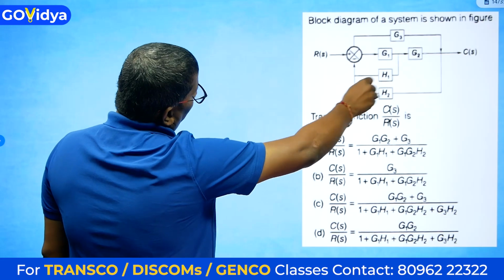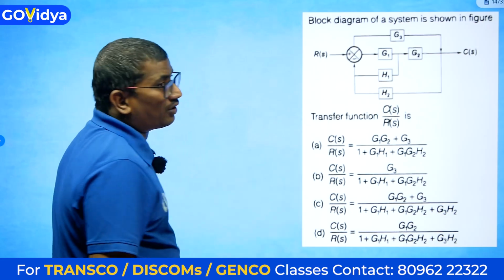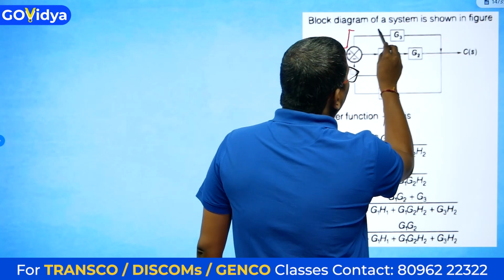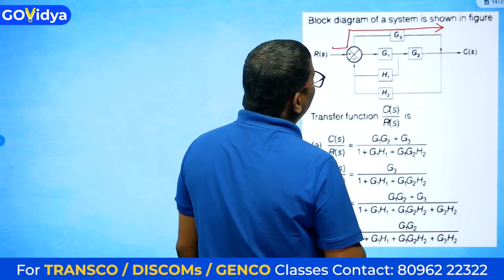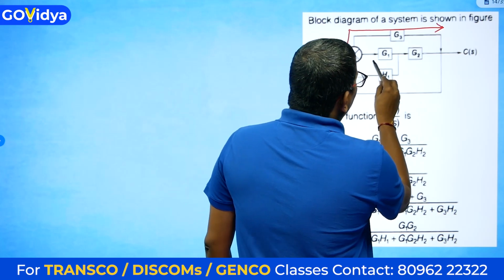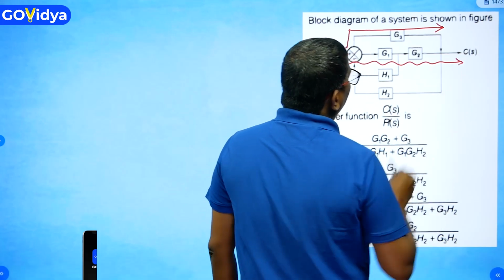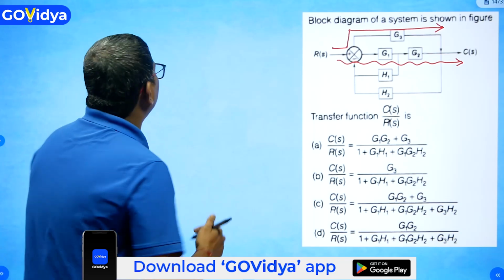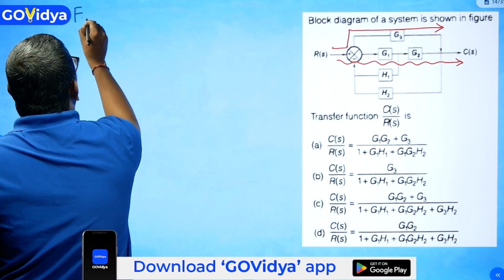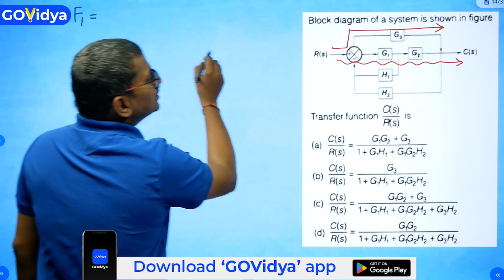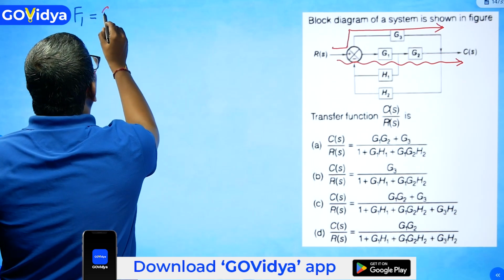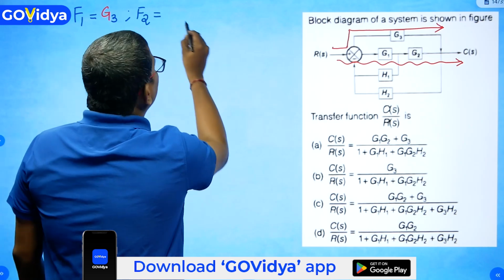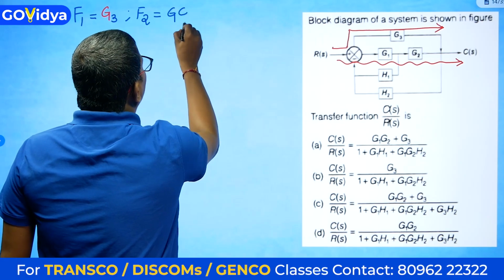Can I say this block diagram has how many forward paths? Can I say this is one forward path, right? Where is the other forward path? This is the other forward path. And do we have any other forward paths? No, right? So can I say only two forward paths? So forward path F1 is equal to what? G3. Only G3. What is the second forward path? G1, G2. Only two forward paths are there.